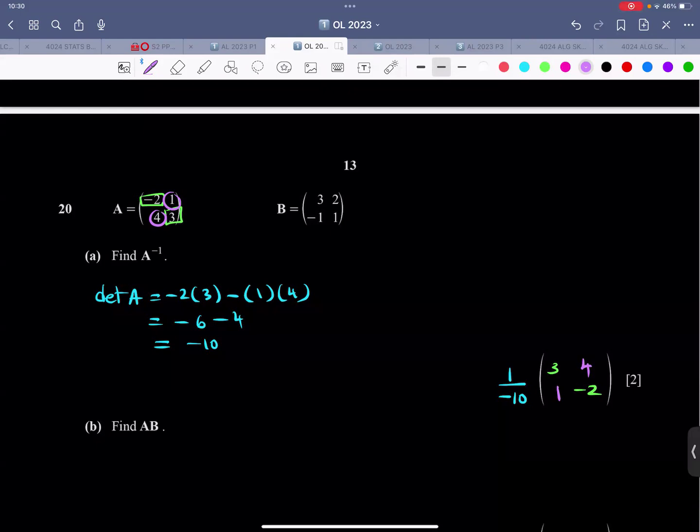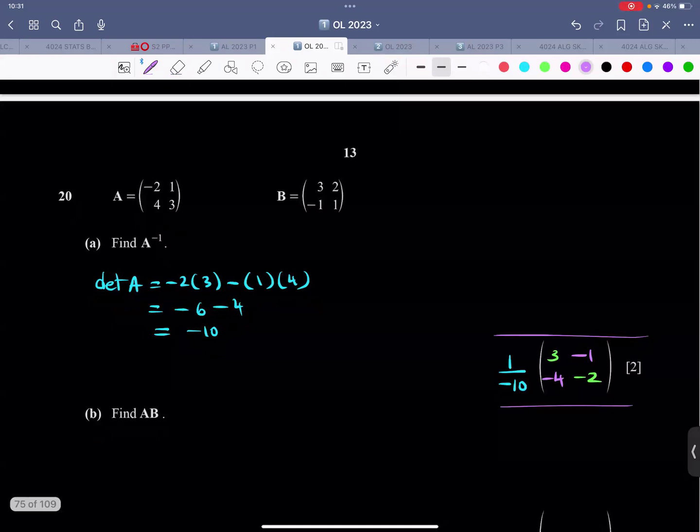And 3, 4, this is, hold for a second, let me just double check. So these two change places, that is minus 2 and 3. So minus 2 goes over here, 3 goes over here, and these two change signs. So I forgot to change the sign. I just changed the places. So therefore, this is minus 1, minus 4. Leave the answer as it is. No need to oversimplify it.